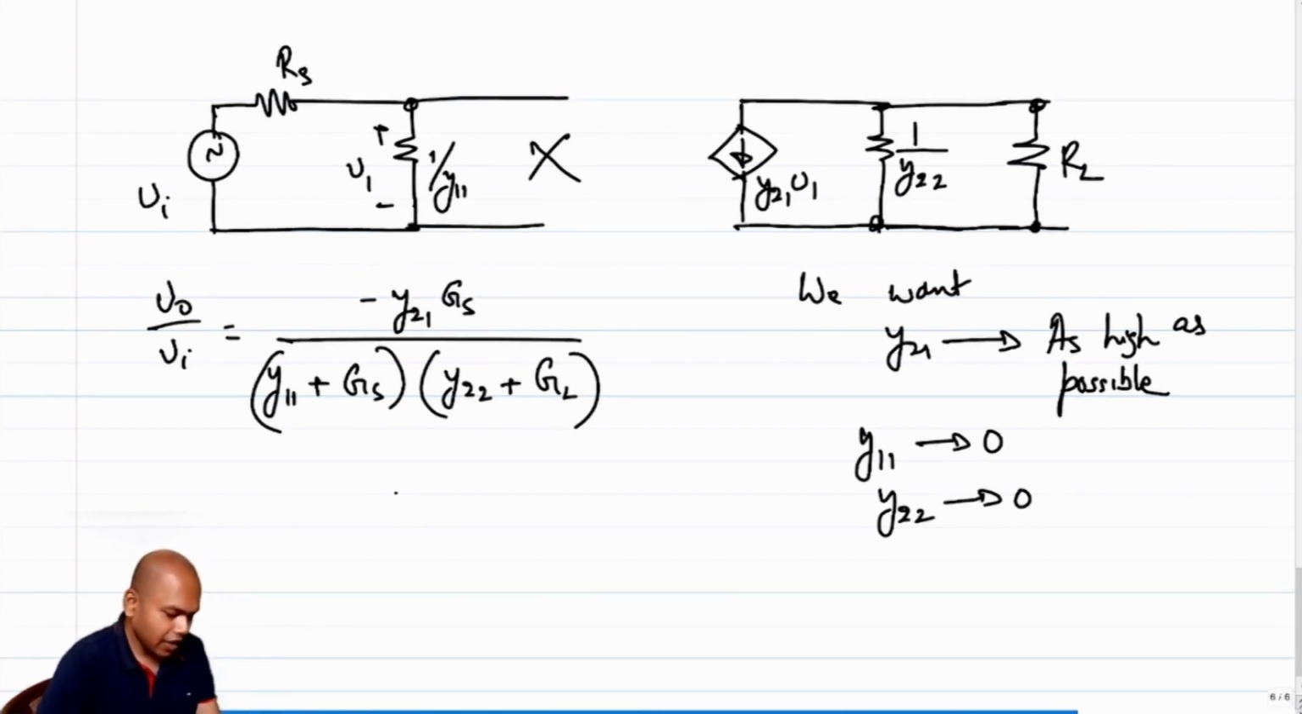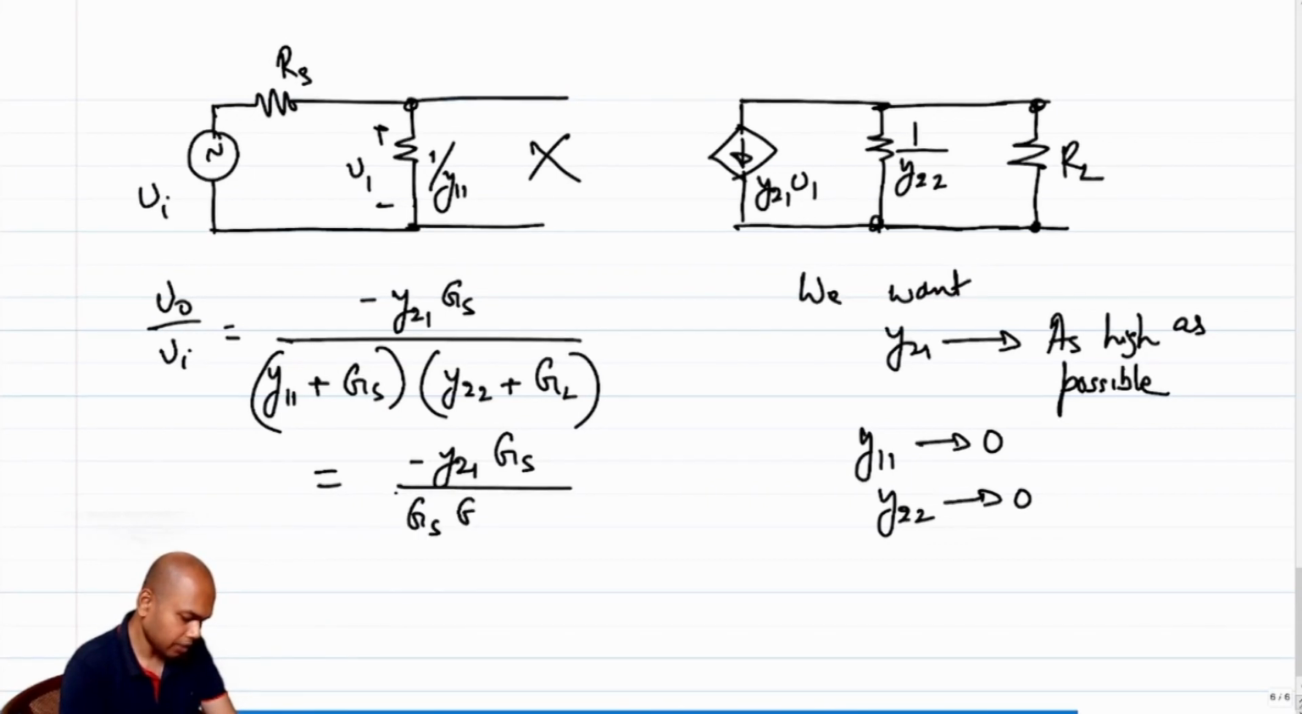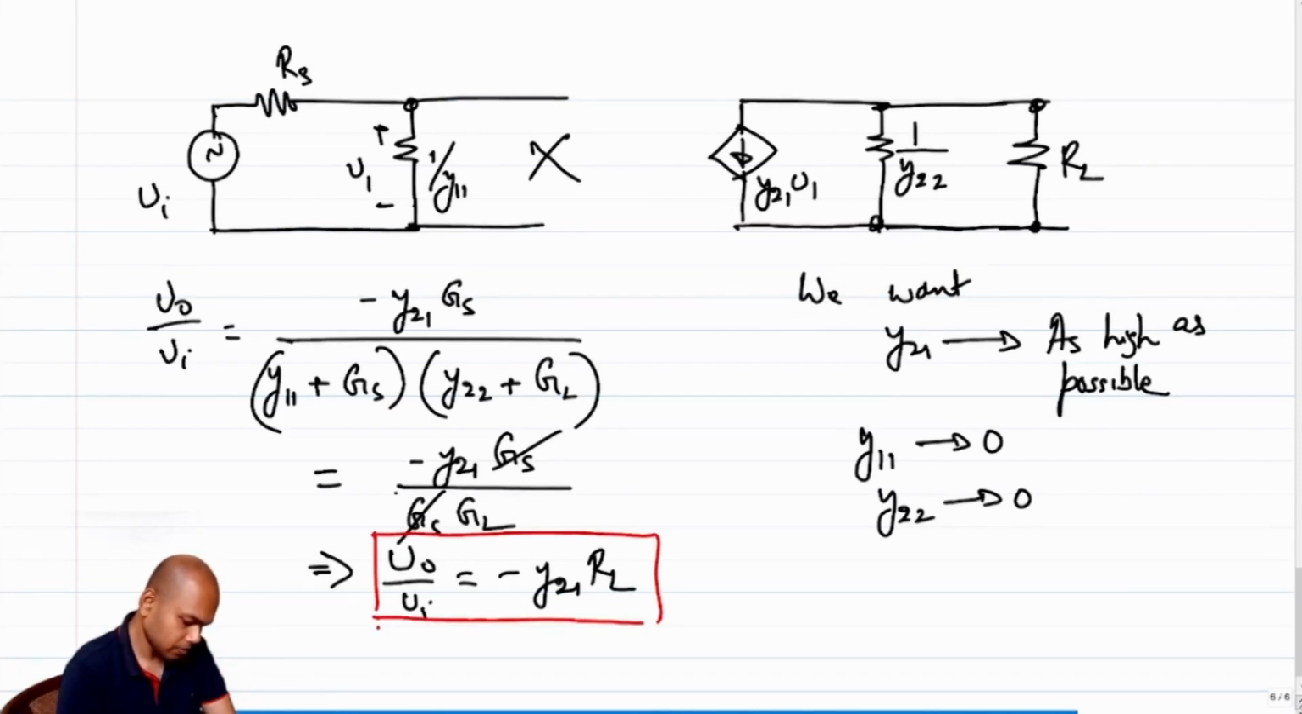Correct? And if that happens, what is V0 over Vi? Then V0 over Vi becomes minus Y21 times GS by GS times GL. This means V0 over Vi becomes minus Y21 times RL. Right? So this turns out mathematically, but we also have to understand whether this makes any physical sense.